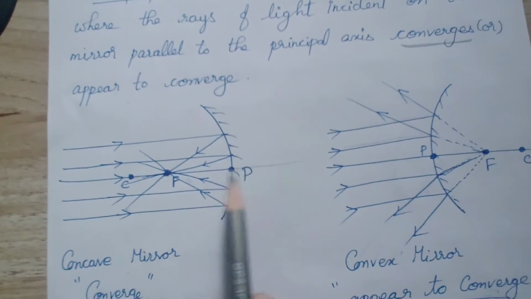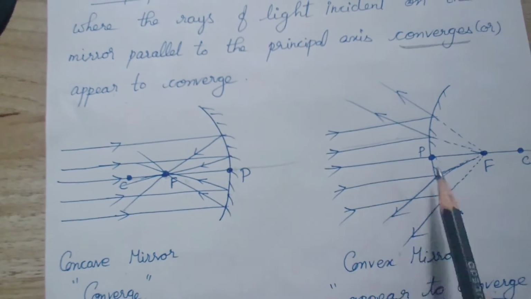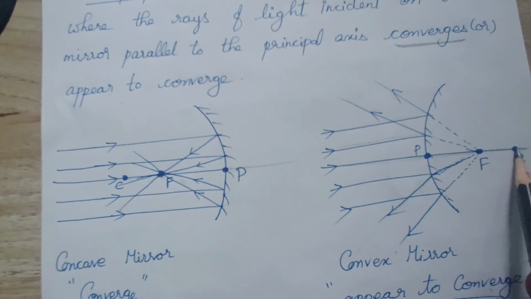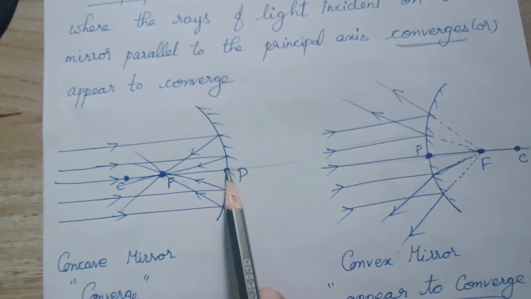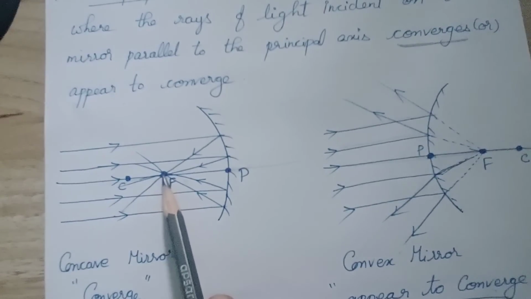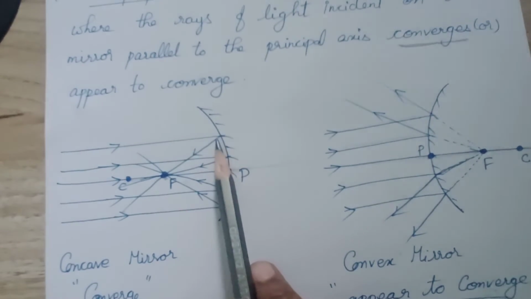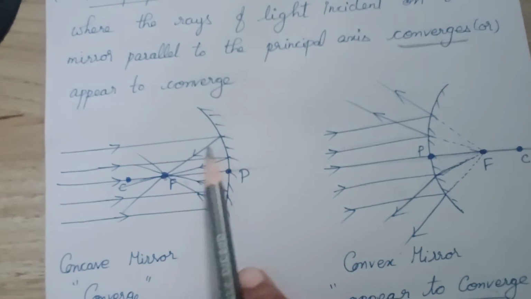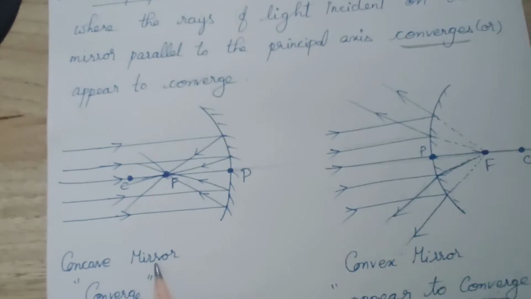The principal focus always lies on the principal axis. Principal axis means the line which passes through the center of curvature and the pole. So what is the principal focus? A point that lies on the principal axis. How has this point been formed? Once the light rays are incident on the surface, they are reflected back and converge at a point. That is your principal focus in case of a concave mirror.